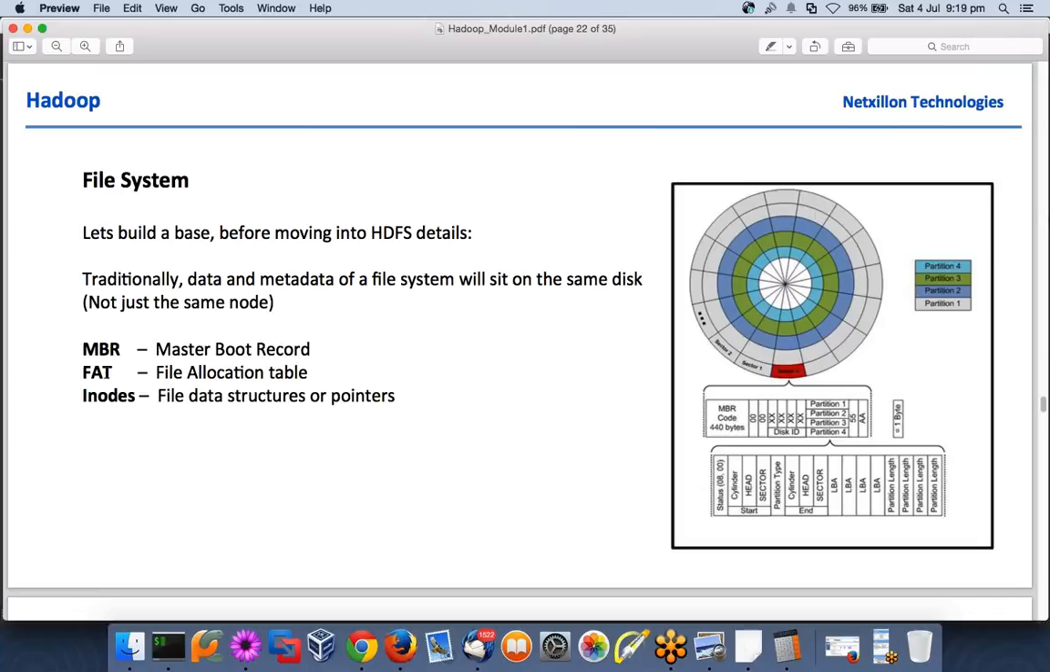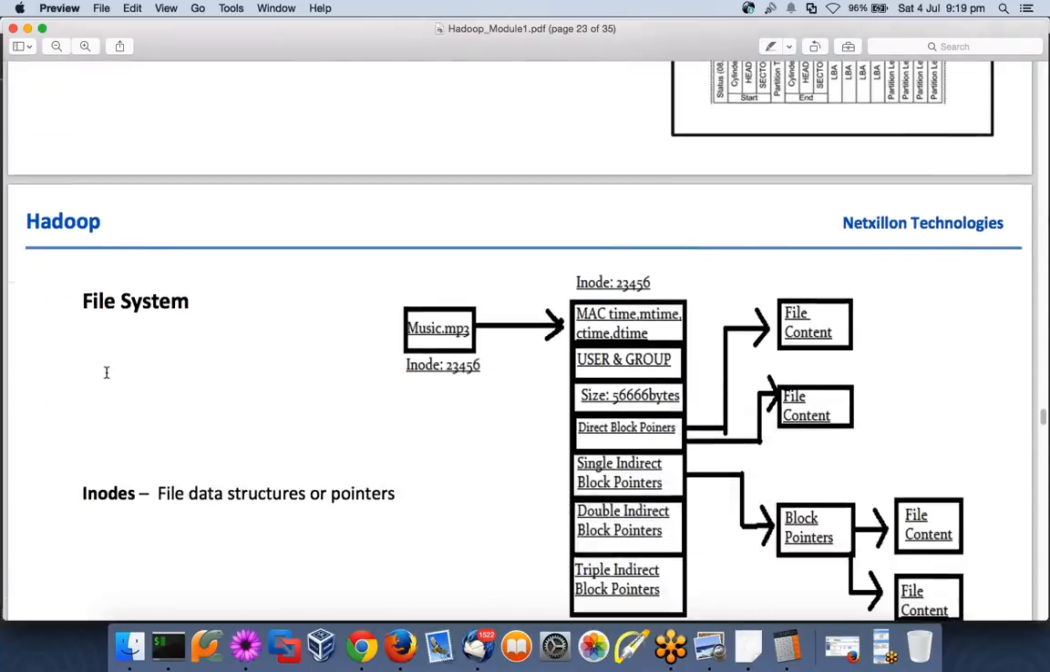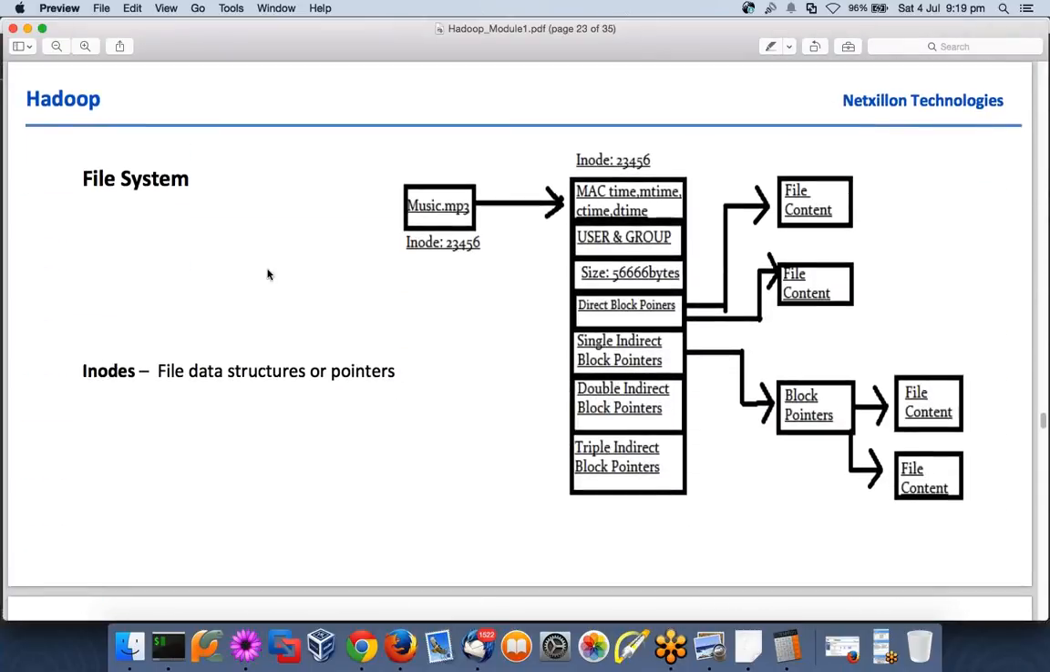I will have a file allocation table, which is similar to the index of a book. It tells me that file 1 went to these blocks. Inodes is a term used in the Unix and Linux world. In the Windows world, we call it the file allocation table. Inode means the same thing. It's a data structure of pointers which say this particular file is on these locations. So this is how it points.